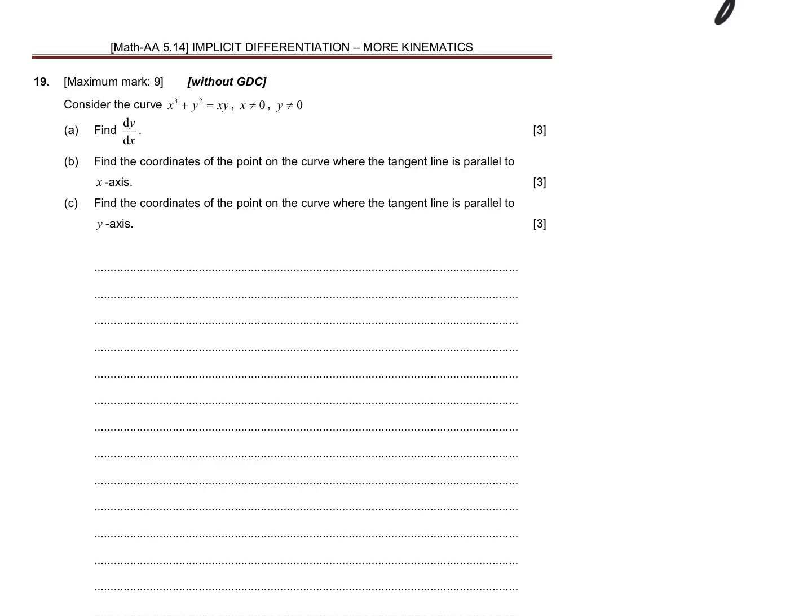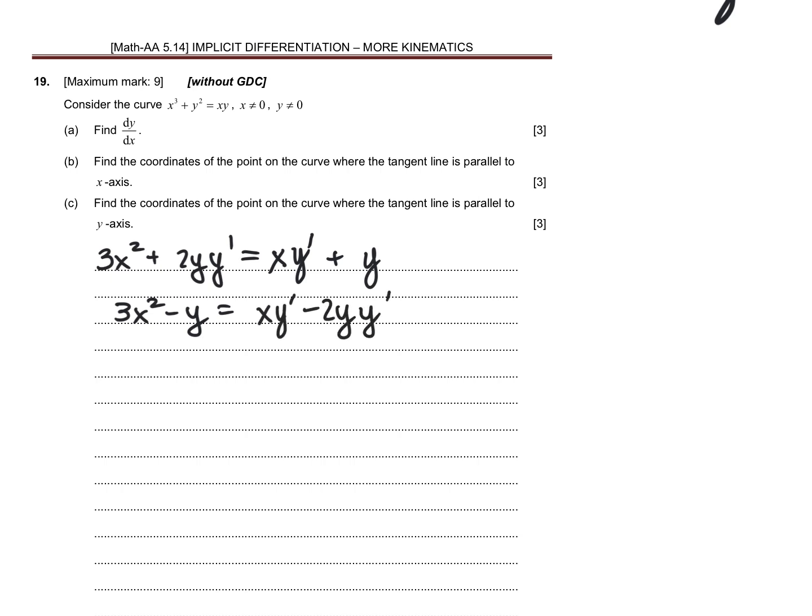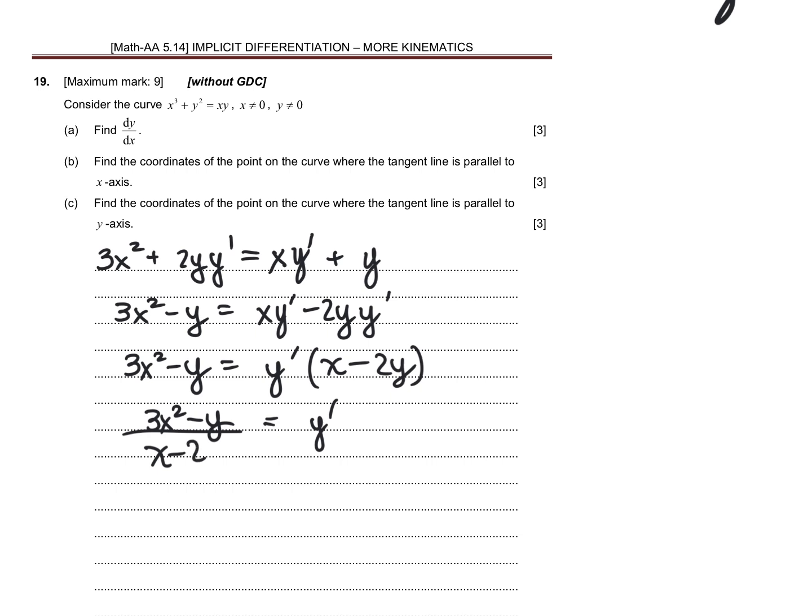All right, so we have this curve, find dy/dx. So we've got 3x squared plus 2y y prime equals first times the derivative of the second plus the derivative of the first, which is 1, times the second. And then we have to solve for y prime. So we'll get 3x squared minus y equals x y prime minus 2y y prime. And then we factor out a y prime, which is x minus 2y, and then divide. So we have 3x squared minus y over x minus 2y.